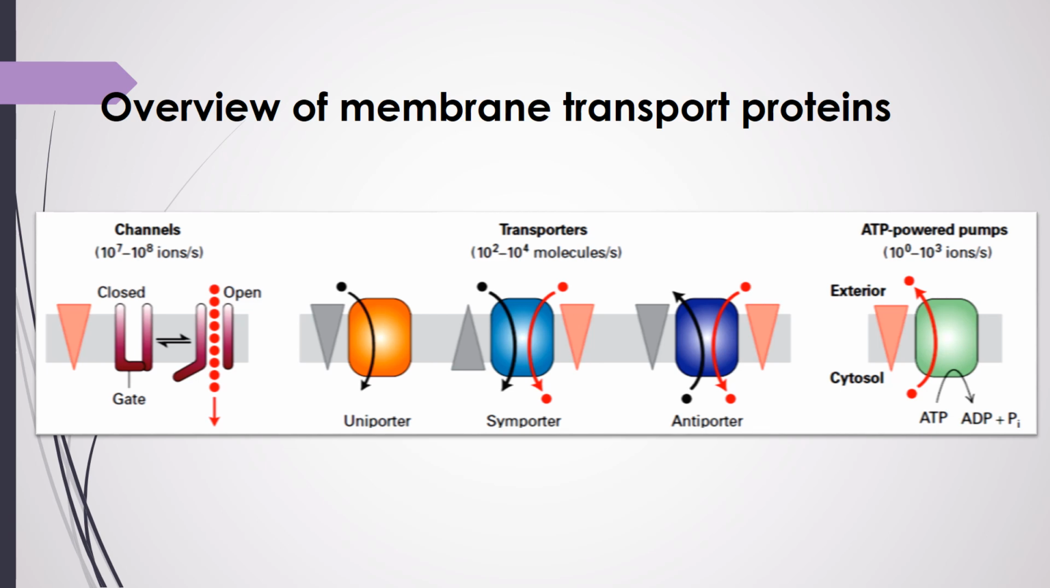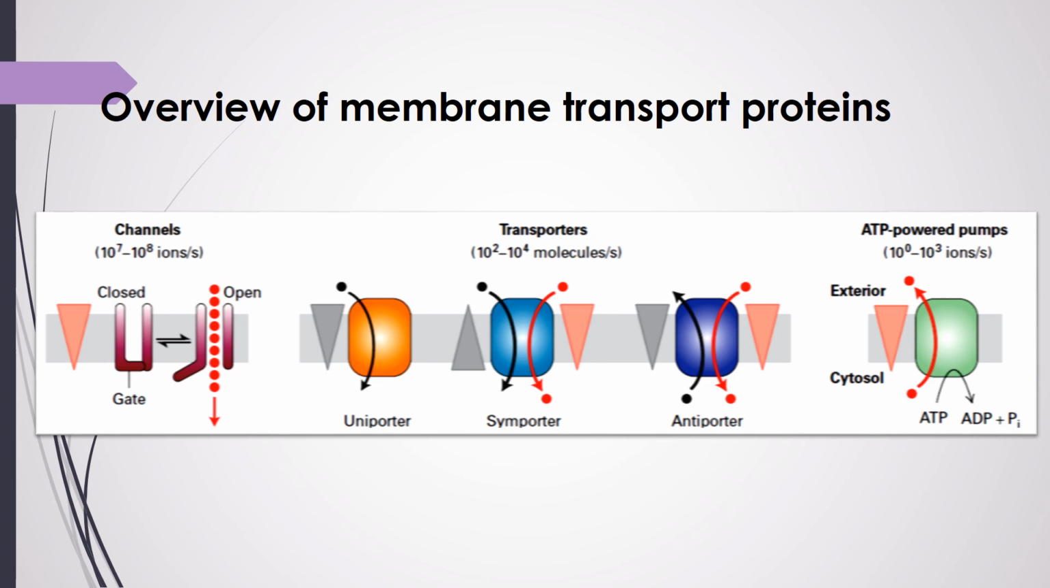The first is the channels. Channels permit movement of specific ions or water down their electrochemical gradient, while the transporters fall into three groups: facilitated movement of specific small molecules or ions, uniporters transport a single type of molecule down its concentration gradient, and co-transporters, symporters and antiporters.